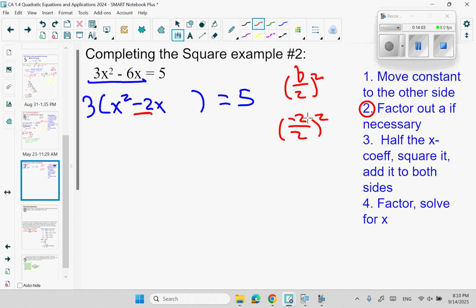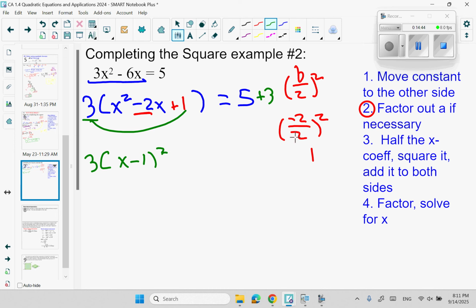Negative 2 divided by 2 is negative 1. Negative 1 squared is positive 1. So I'm actually going to add 1 right here. However, technically speaking, I'm not going to add 1 to the right-hand side. Why? Well, inside this parentheses, this is a 1. But what could I do with this 3? It could be distributed. So, mathematically speaking, I'm actually adding 3 to the left-hand side. So I would add 3 to the right-hand side. Factor the inside. We get 3x minus 1 squared, which makes sense.